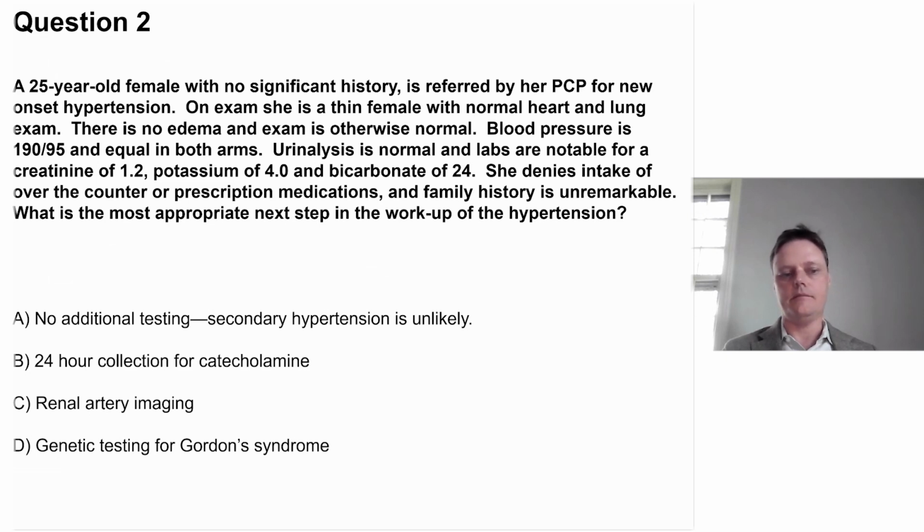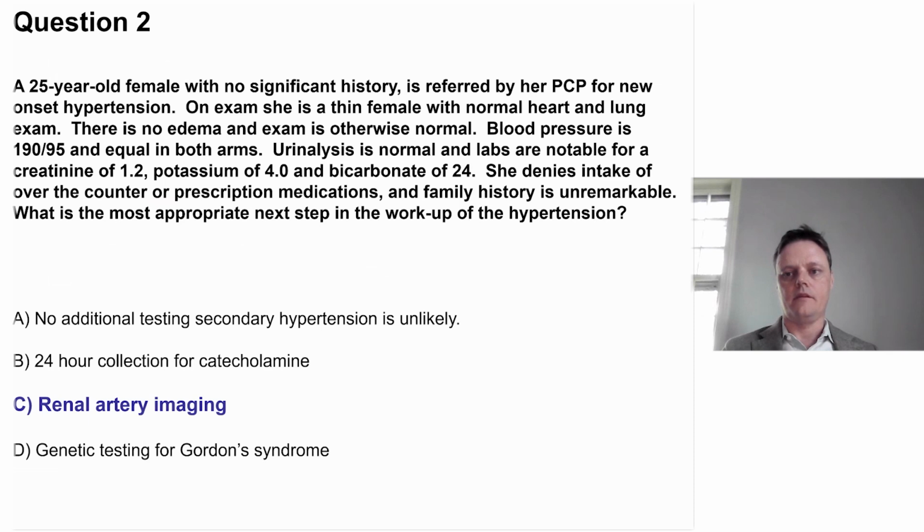A. No additional testing. Secondary hypertension is unlikely. B. 24-hour collection for catecholamines. C. Renal artery imaging. Or D. Genetic testing for Gordon syndrome? The answer here is C, renal artery imaging, looking for some kind of stenosis of the renal artery.